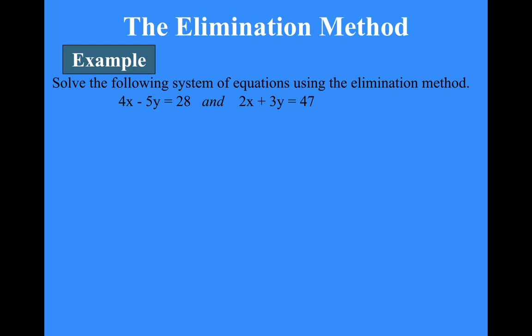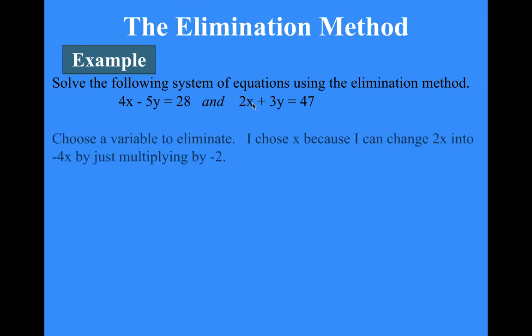Well, I'm looking at this and I'm thinking, okay, I'm going to choose a variable that I can manipulate in one of the equations so that I can easily get rid of it. So here I have a 4x and a 2x. And I have a negative 5y and a positive 3y. I'm going to do the least amount of work if I try to get rid of my x's. I can turn this 2x into a negative 4x, which would cancel these two out. So I'm going to choose my variable as x. I chose x because I can change 2x into negative 4x just by multiplying by negative 2.